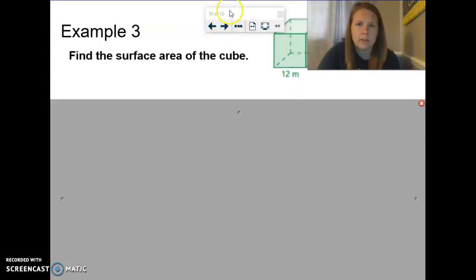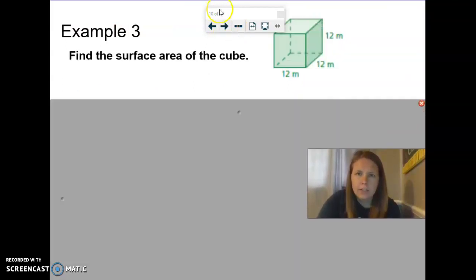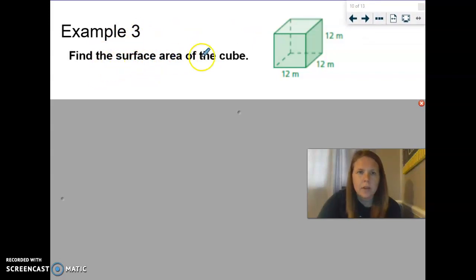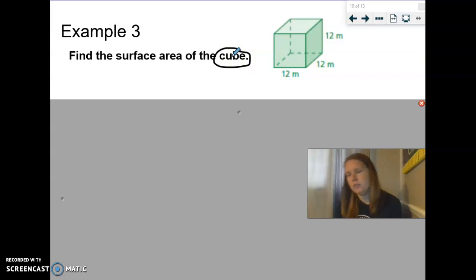All right, so this next problem then, we're going to look at a prism that's a little bit different. This prism is considered a prism, but it's also a cube, okay? So we could use that formula that we were given for rectangular prisms where it was 2 times the length times the width plus 2 times the length times the height plus 2 times the width times the height. Ooh, but that's a lot of work. It's a lot of work just saying it.